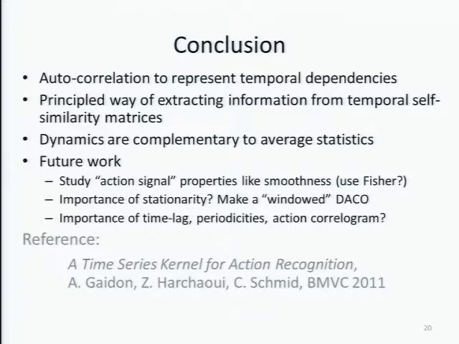For instance, you view actions as time series of frames. This is a kind of signal, a multivariate signal. What are its properties that are useful? For instance, is smoothness important? Right now, with bag of features, it's absolutely not smooth. Maybe using Fisher vectors would improve.